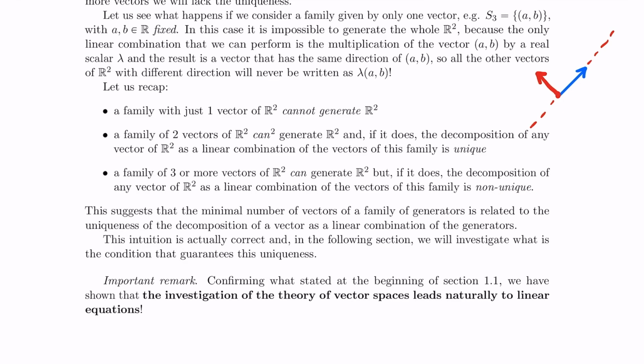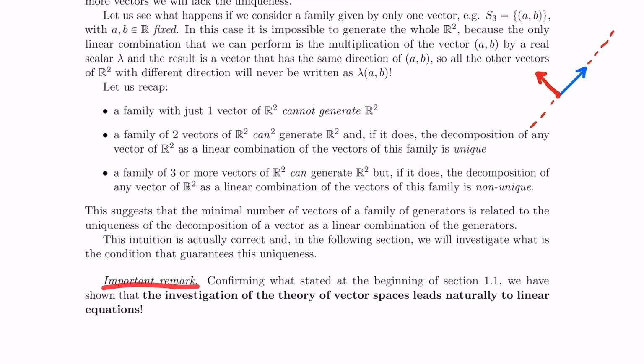The analysis that we have just performed suggests that the minimal number of vectors of a family of generators is related with the uniqueness of the decomposition of a vector as a linear combination of these generators. We are going to see in the next section that this intuition is actually correct.